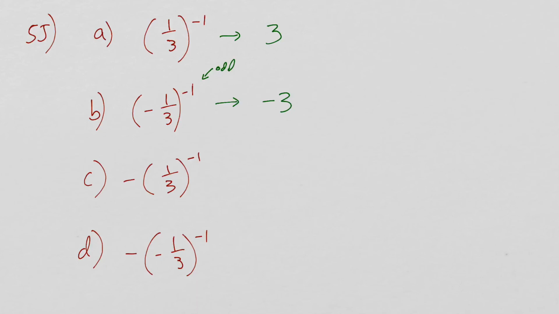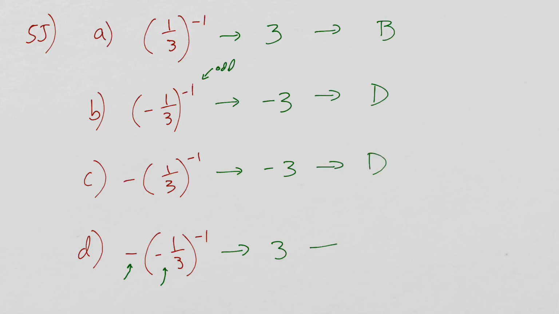Okay, so this next one, this negative is sitting out there. I invert the fraction in there to 3, and then I tack on that negative, so I end up with negative 3. And finally, I invert this fraction, and I get negative 3, but then I apply that negative, so I get positive 3. Okay, this corresponds to letter B. This corresponds to letter D. So this must also correspond to letter D, and this must correspond to letter B.